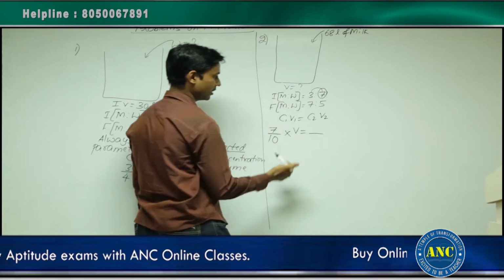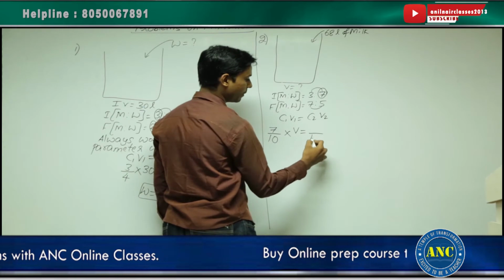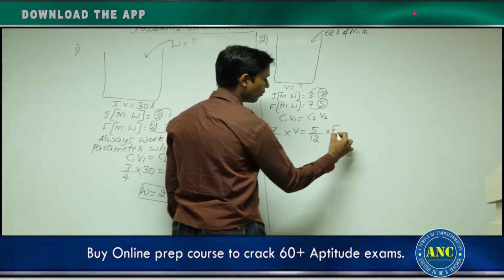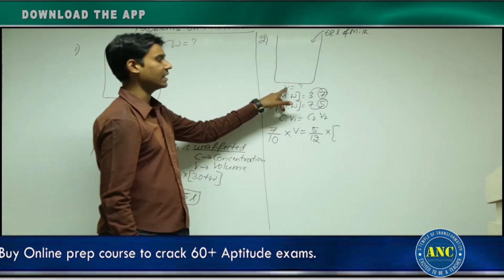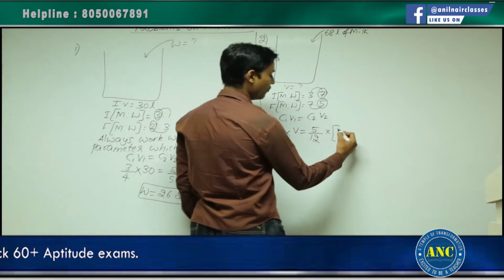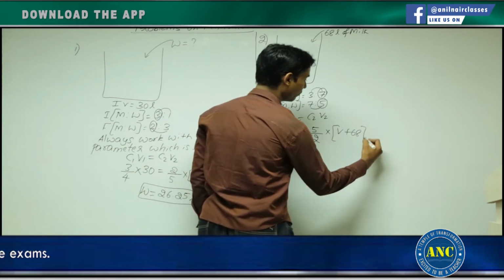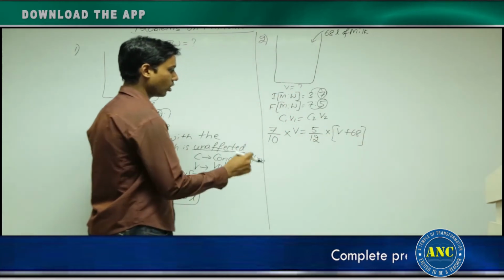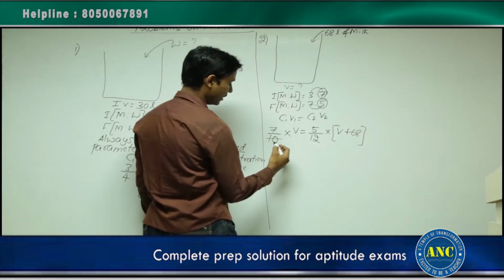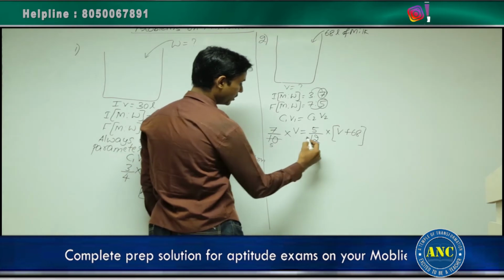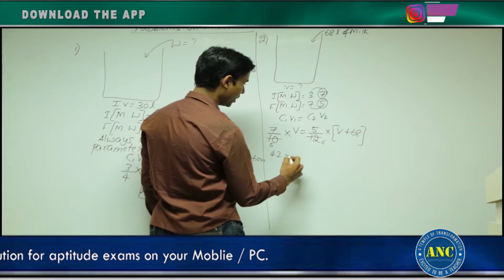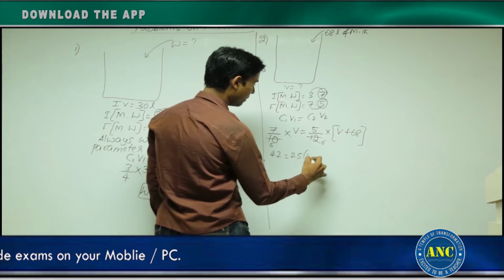Final concentration is out of total 7 plus 5, 12 liters, 5 liters belongs to water. Final volume: initially it was V liters and you are adding 68 liters. Finally it becomes V plus 68. Now let us solve it. If I cross multiply, this becomes 42 is equal to 25 into V plus 68.